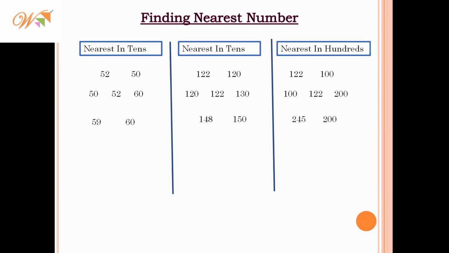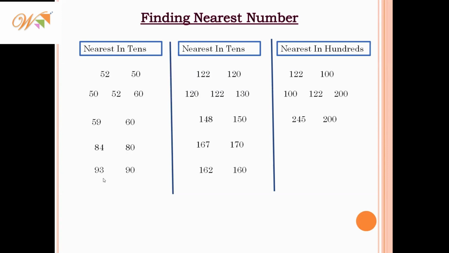Let's say 245. 245 lies between 200 and 300, but it is more near to 200. So the nearest number in hundreds for 245 will be 200. Right. So let's take more examples here. 84 lies between 80 and 90, so 84 is more near to 80. Whereas 93 lies between 90 and 100, but it is more near to 90.